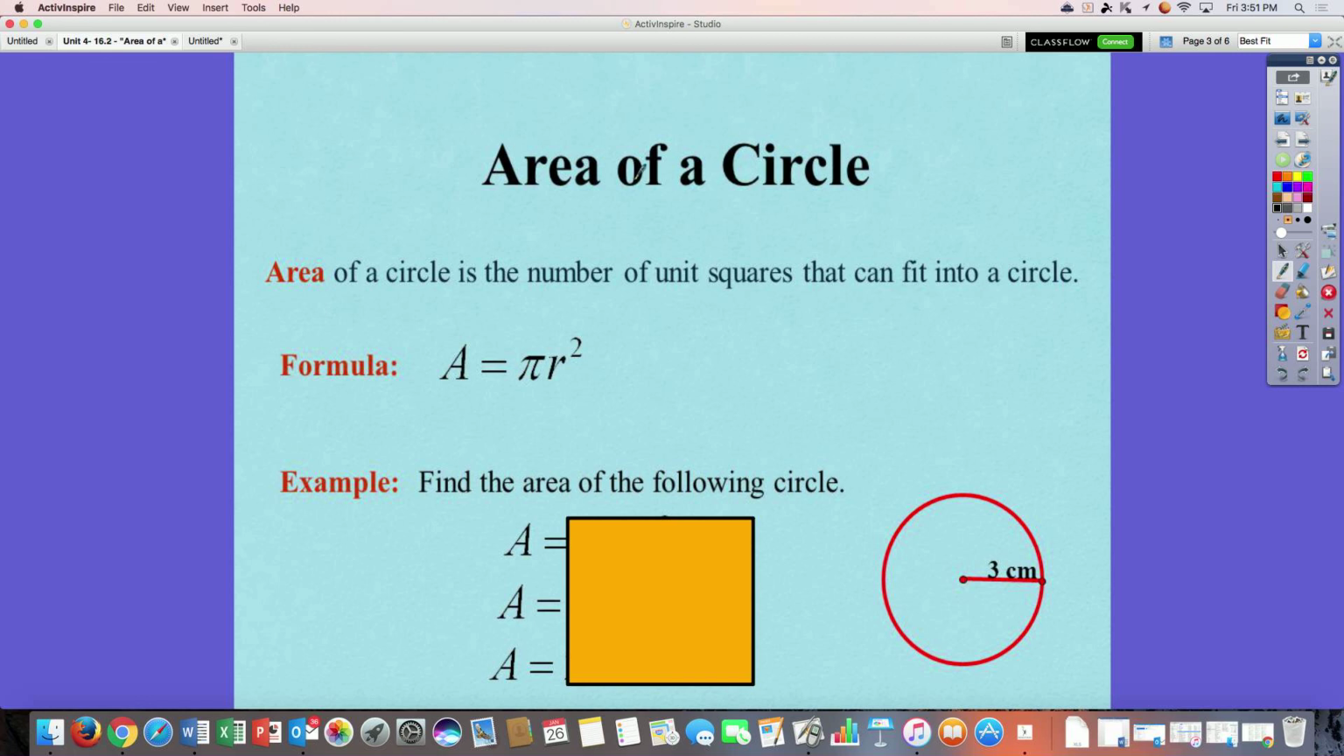All right, area of a circle. The area of a circle is the number of units that can fit into a space. That just means the inside, right? The area. We always write our formula first. What's our formula? That's right. Area equals pi r squared.